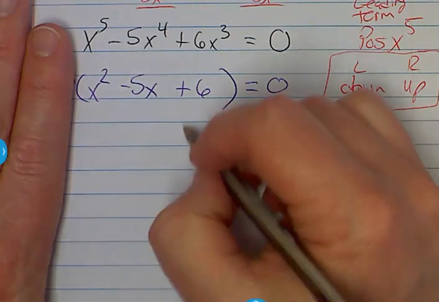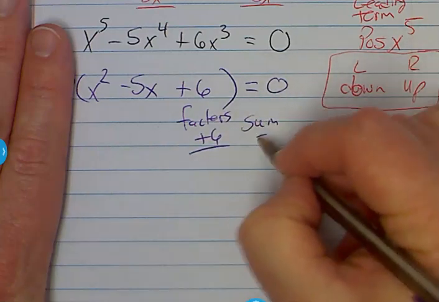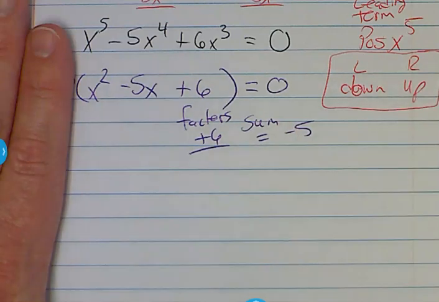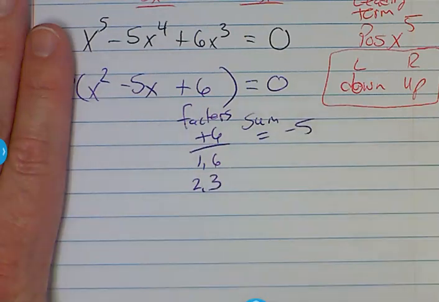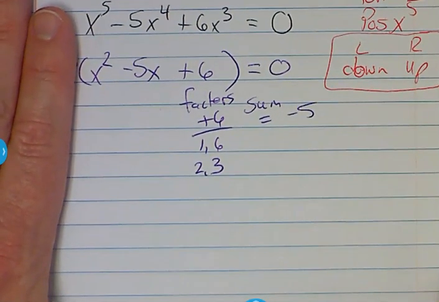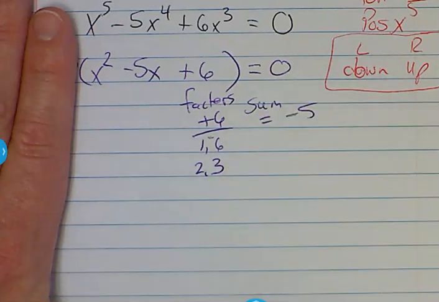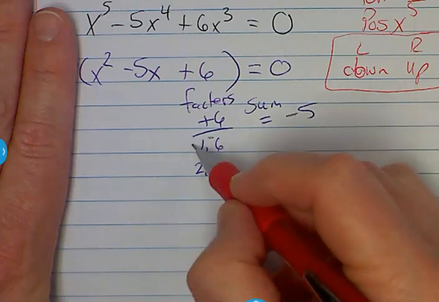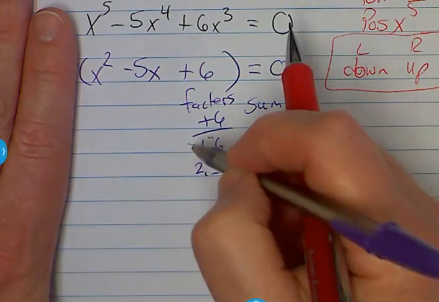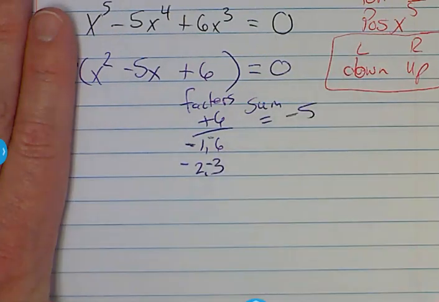This one now, we got to find the factors of positive 6 where the sum is going to equal negative 5. So it could be 1 and 6, could be 2 and 3. Just got to make sure our signs are correct. The b term has the negative sign here. If you multiply to a positive 6 and the sum is negative, that means both numbers are going to be negative. So if they're both negative, it's going to have to be 2 and 3.